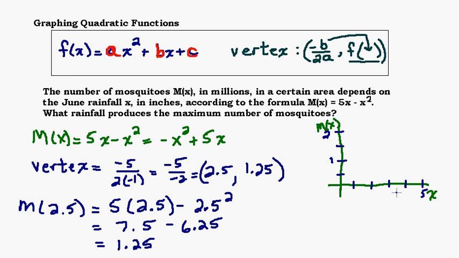Okay? So my vertex, 2.5, let's do that in a different color. 2.5 up 1.25 would be about right there. Now I'm not going to go ahead and graph the rest of the parabola, but let's think about what we learned about the a value. The a value here is negative 1. It's also found here. What does that tell me about the parabola? It tells me it opens down.